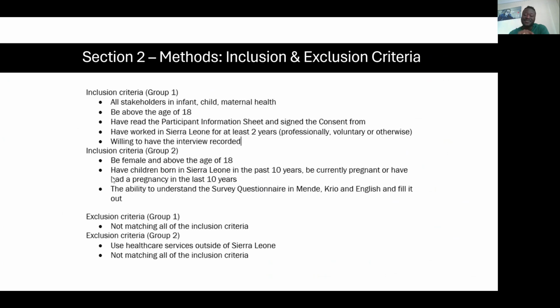And as you can see, the exclusion criteria are really straightforward. For group one, it's just that they don't match the inclusion criteria. And for group two, it's the fact that they have access to healthcare services outside of this specific region, or again, they don't match the inclusion criteria. But yeah, the type of things you should think about are populations, type of studies, languages, and then also you can think about setting, dates, etc. But it's usually really straightforward.